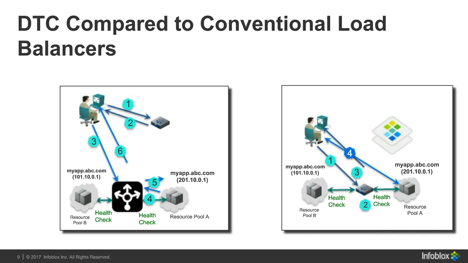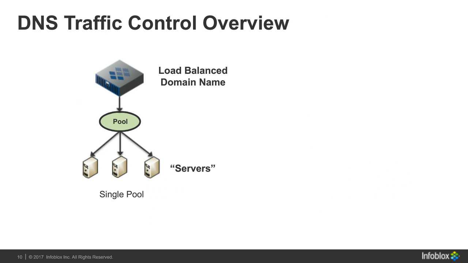Now let's talk a little bit about how Infoblox does this. Of course, we've got what we call a load balanced domain name. In our previous example, it was myapp.abc.com. And then we've got a pool. The best way to think about a pool is just like a group of servers. They may be geographically distributed. You may have one or many pools for a load balanced domain name. And then within a pool, you've got servers. So that's the simplest topology.